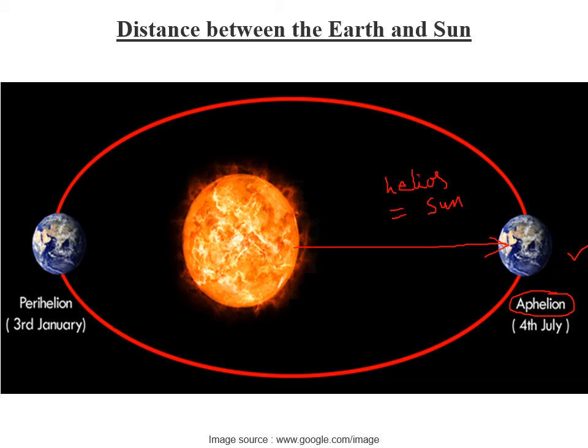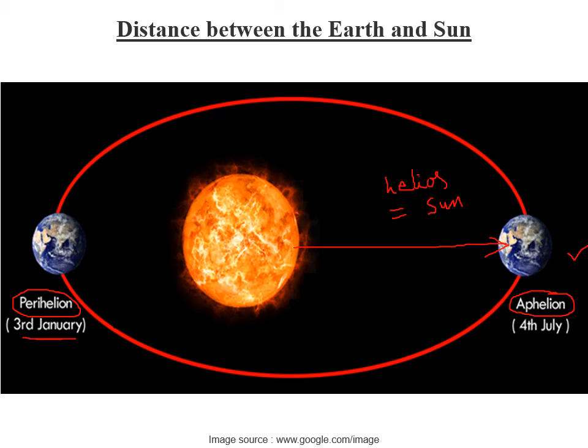Similarly, there comes a certain time during the month of January when Earth is closer to the Sun. This position is known as perihelion. Again, the word perihelion came from two Greek words. Peri means near and helios means sun. So perihelion means the position near to the sun.